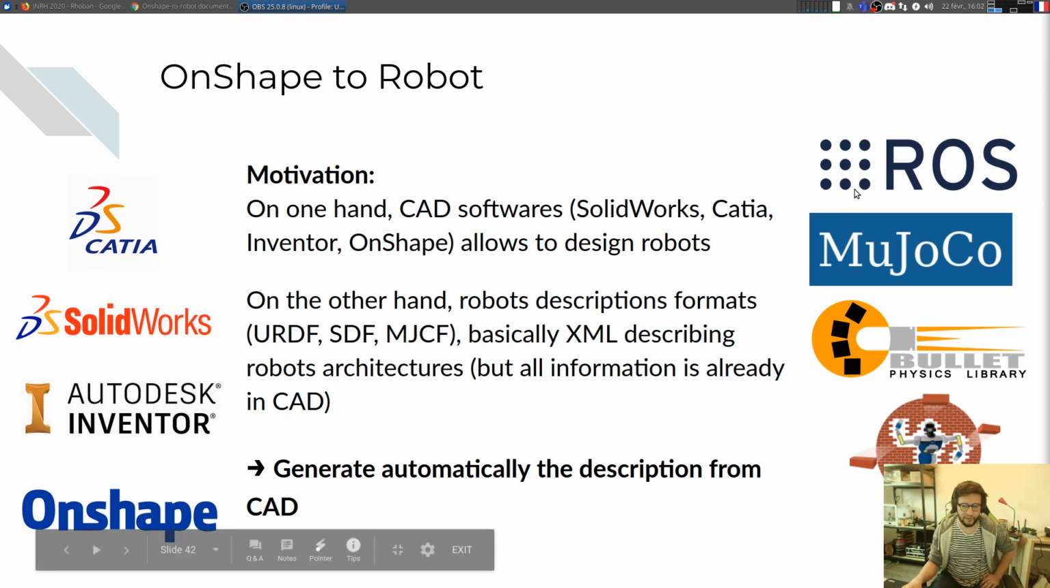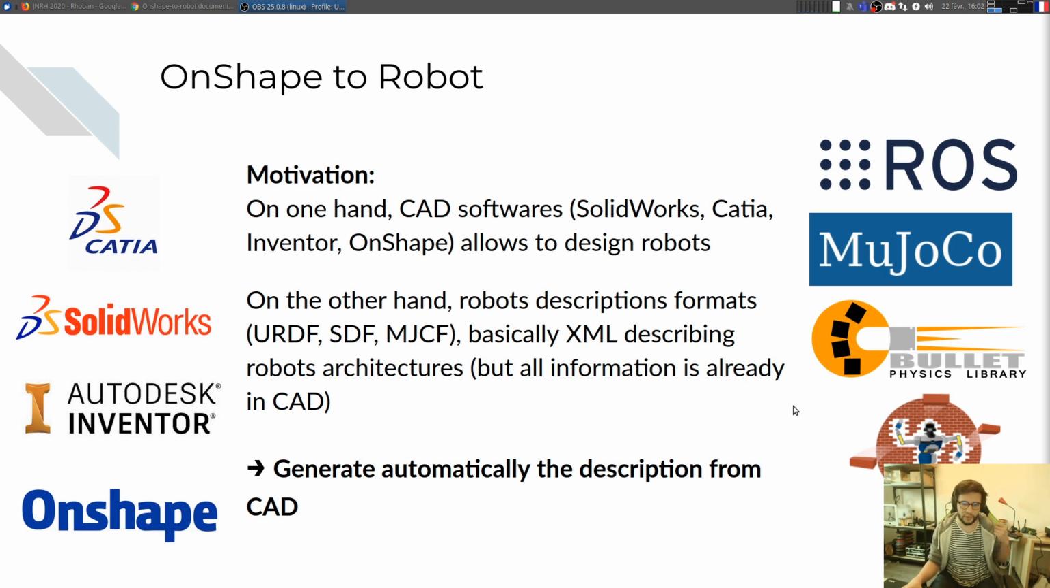But all this information you want to have to simulate the robots, but also to operate it, because you can do some kinematic requests, like getting the position of a frame with respect to another, knowing the position of the joints, of course, etc. So all this information is already in the CAD. So this process can be almost entirely automated, and this is the topic of this video and of the onshape-to-robot tool.